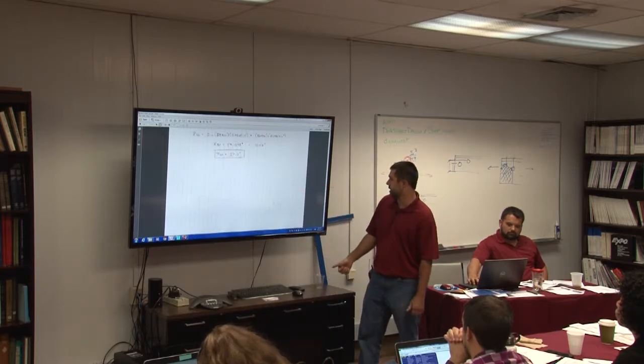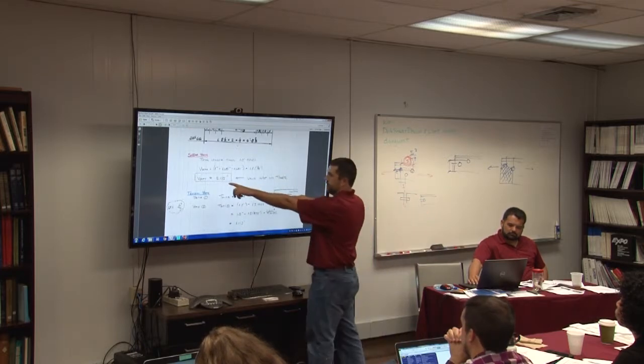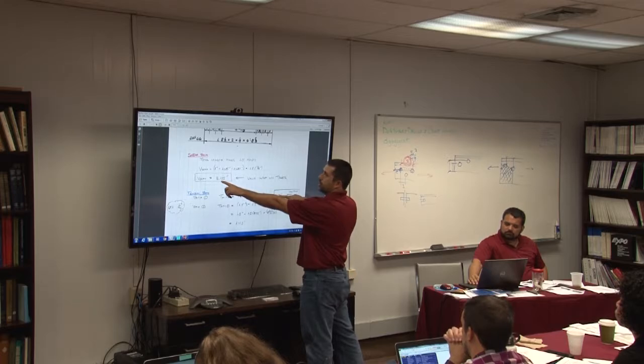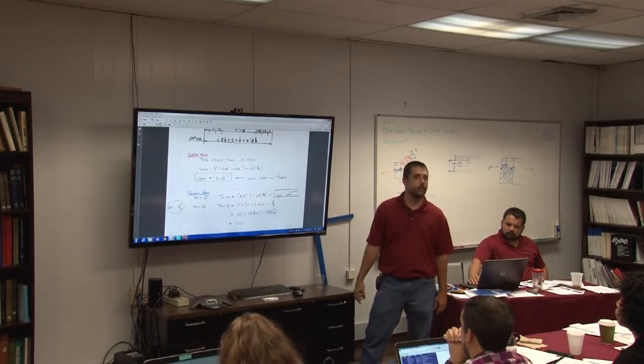For what you want to put into tower, is that it, Chris? I think it is. What you want to put into tower would be these values, right? And if you put these values into tower with an A36 material, it's going to come up with the same number.